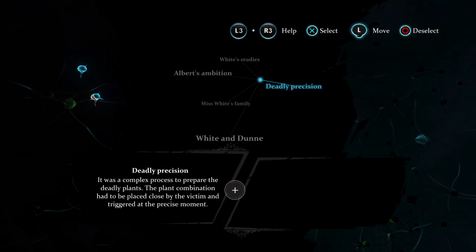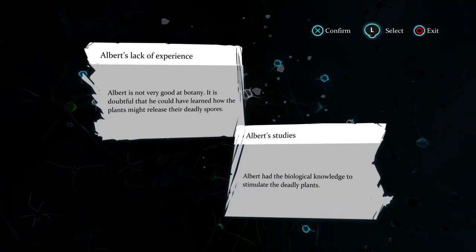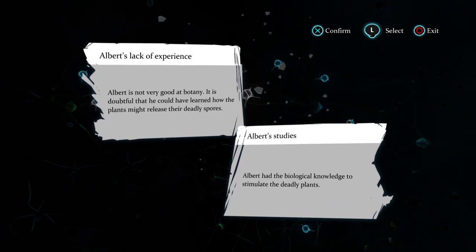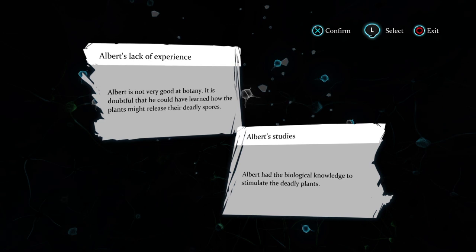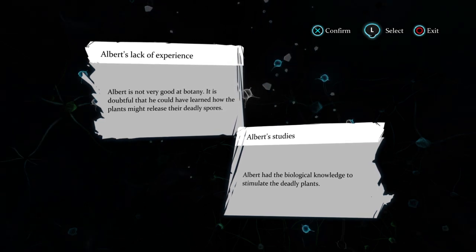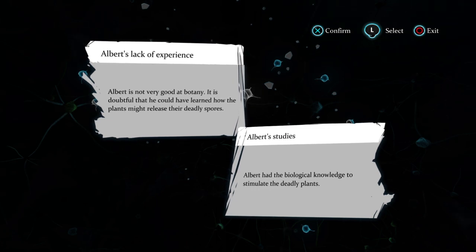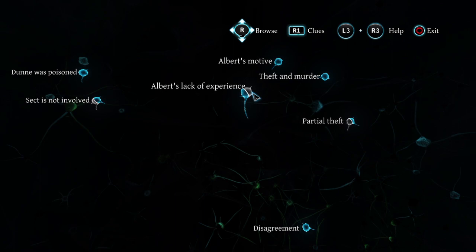Deadly precision. Did he really kill his own father? I don't think so. Albert is not very good at botany. It is doubtful that he could have learned how the plants might release their deadly spores. Albert had the biological knowledge to stimulate the deadly plants. Yeah, he had, but I don't think that he did it.